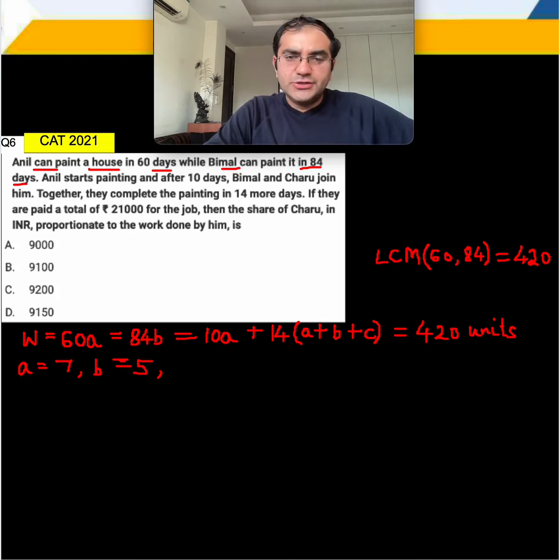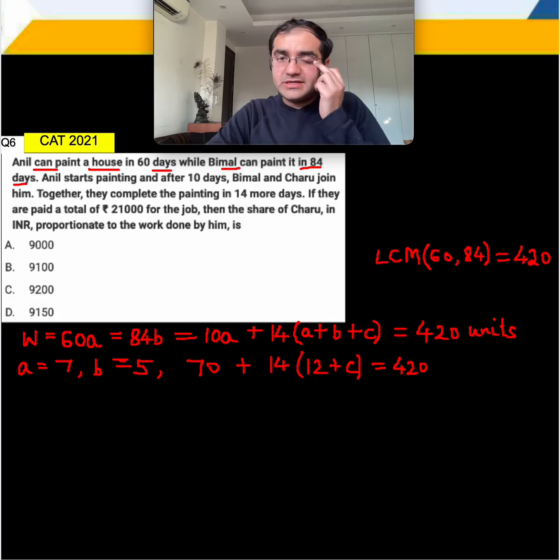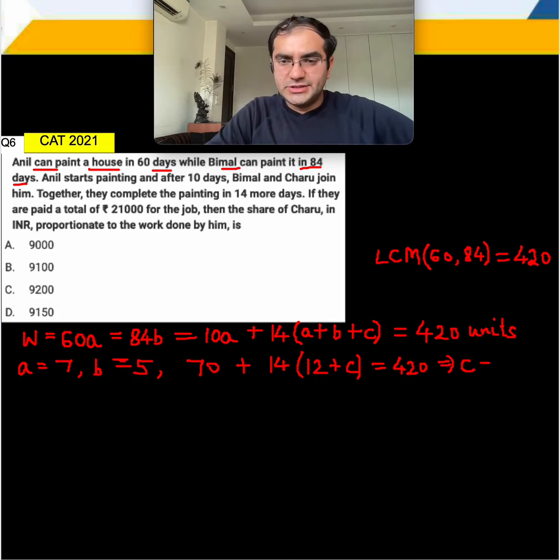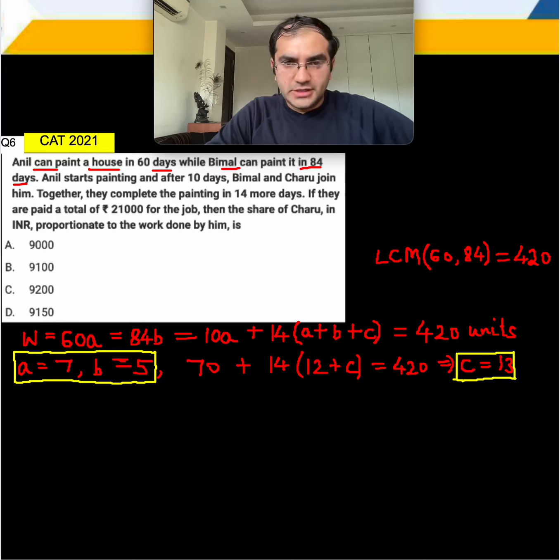And you substitute these two values in the last remaining equation. A को 7 डालो, 7 into 10 is 70. And B को 5 डालो, 7 plus 5 becomes 12. 14 into 12 plus C is 420. And from here you'll get the value of C. 420 minus 70 is 350, 350 divided by 14 gives 25. 25 minus 12 is 13 units. C is 13. I have the rates of all the three people.